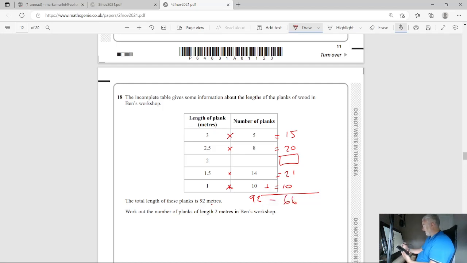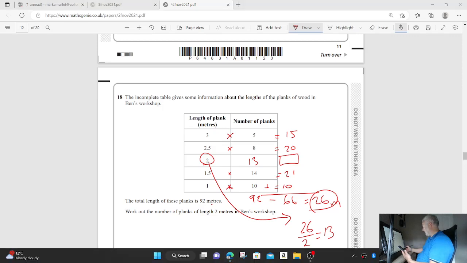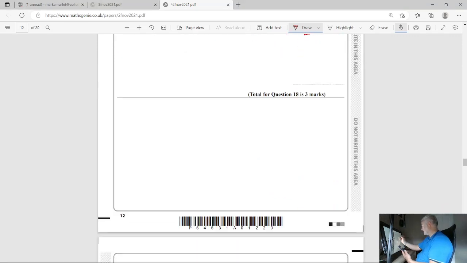So if I take 66 away from 92, 92 take 66 gives me 26. Remember that's 26 meters. Very easy at this point to put 26 in there. These are 2 meters long, so I'm going to do 26 divided by 2, which gives me 13. So there are 13 lengths of 2 meters.